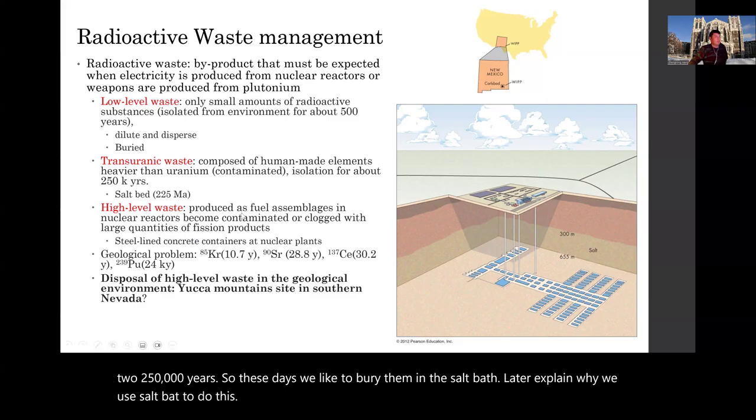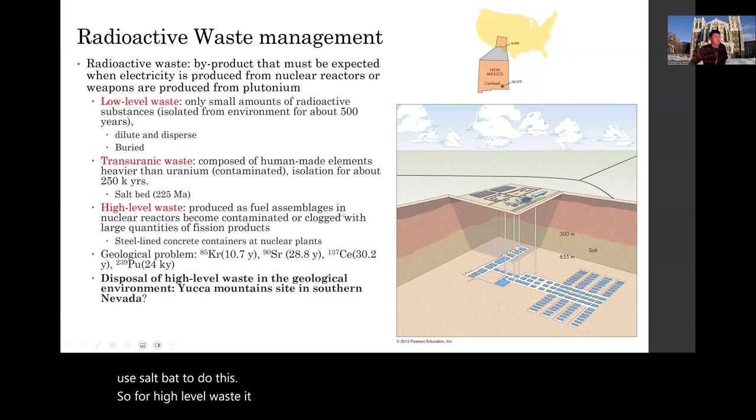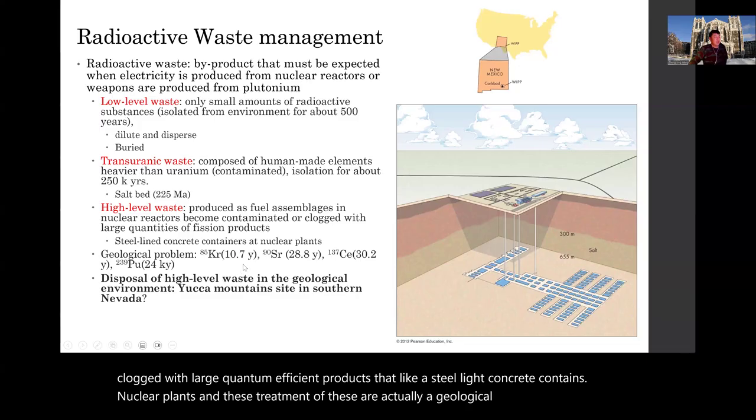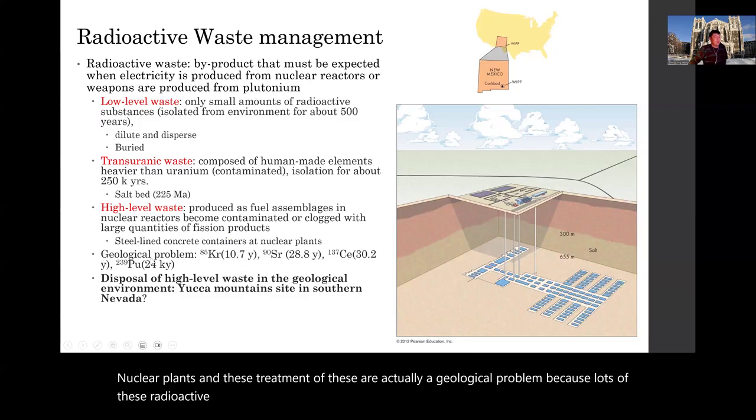So for high-level waste, the fuel assemblies in nuclear reactors become contaminated or clogged with a large quantity of fission products, like the steel-lined concrete containments at nuclear plants. And the treatment of these is actually a geological problem because lots of these radioactive byproducts have pretty long residence time, like krypton, 10.7 years. Strontium-90 is 28 years. Cesium, 30 years.